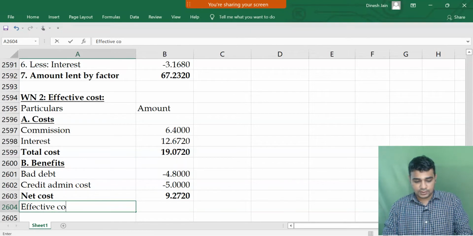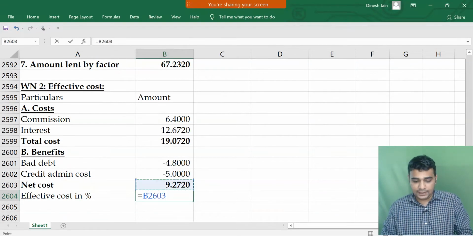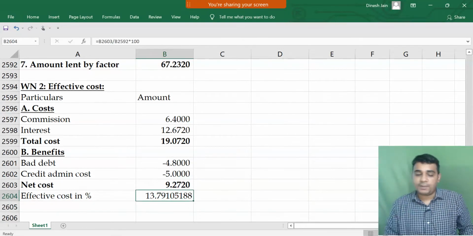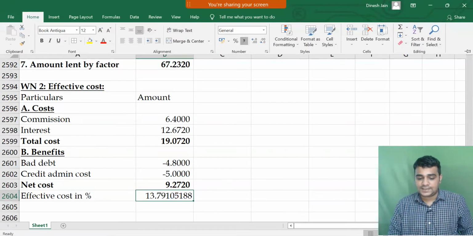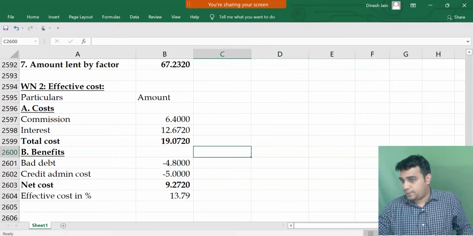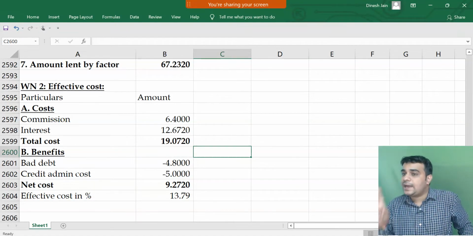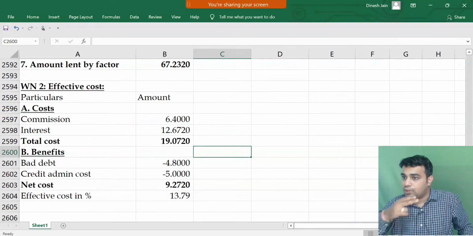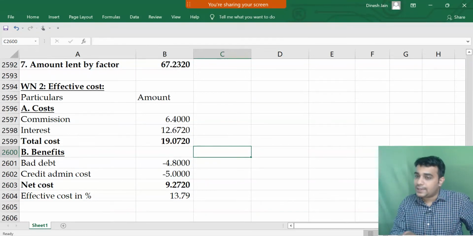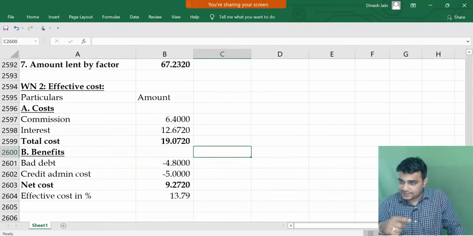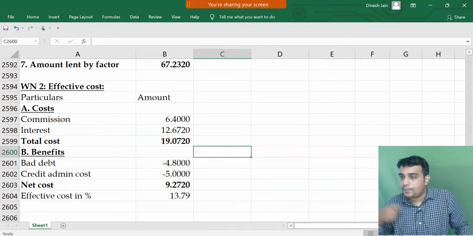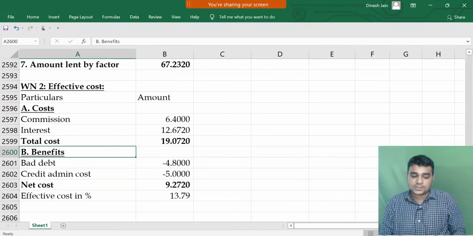Effective cost in percentage: 9,27,200 by 67,23,200 into 100. So my effective cost of factoring is 13.79%. I'll be spending 9,27,200 for one full year for getting 67,23,200. That's a rolling amount. You will keep getting this amount throughout the year. The earlier calculation was for 90 days; the annual calculation is done here. For a 90-day period, you will get 67,23,200. That money goes back, you again get it back, goes back, again you get it back. So it's a rolling amount, and effectively your cost is 13.79.